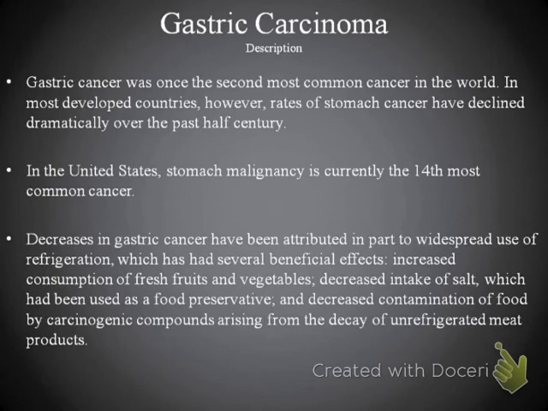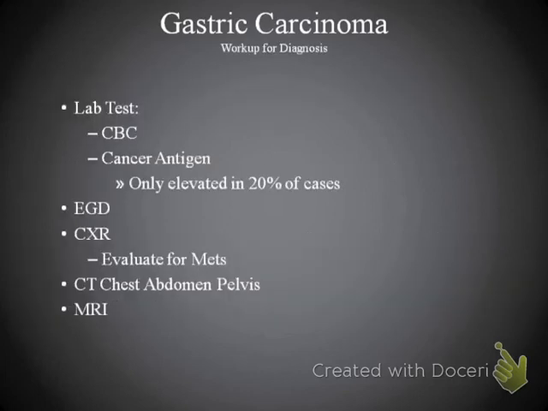Decreases in gastric cancer have been attributed in part to widespread use of refrigeration, which has had several beneficial effects, such as increased consumption of fresh fruits and vegetables, decreased intake of salt, which had been used as a food preservative, and decreased contamination of food by carcinogenic compounds arising from the decay of unrefrigerated meat products. Basically, this decrease in gastric cancer has been a result of modernization of the way that we handle food and our diets.